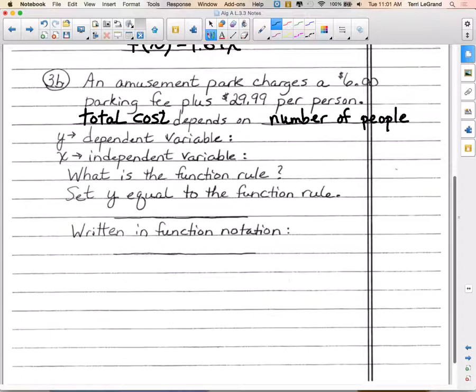So what's the dependent variable? Total cost. Independent, number of people.